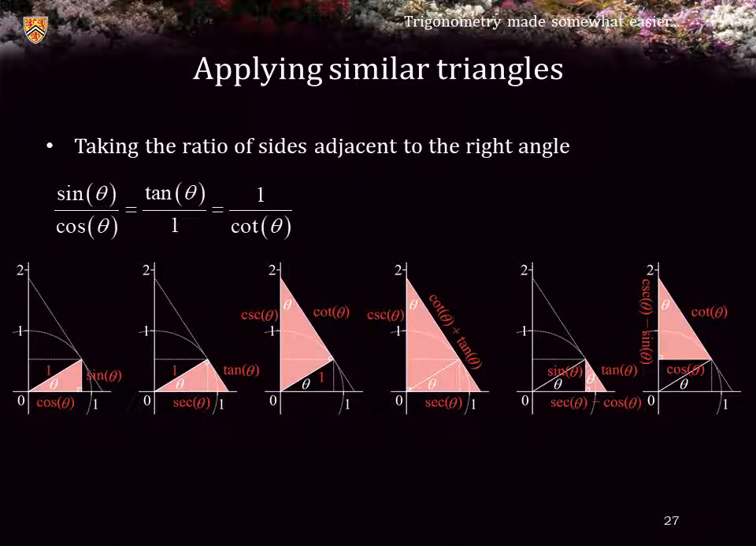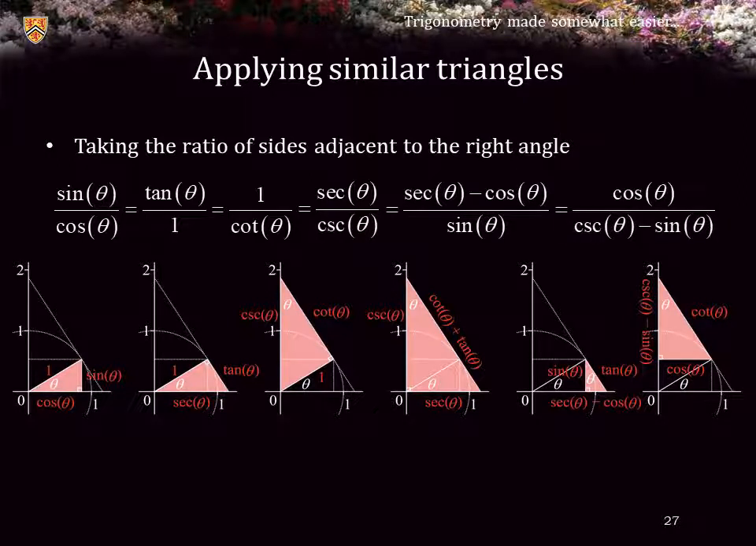And in each case, notice that at least for these 6 triangles, the numerator is always the shorter of the two lengths. In the fourth triangle, we have secant theta over cosecant theta. Here we have (sec theta minus cosine theta) all over sine theta. And finally, in the last image, we have cosine theta over (cosecant theta minus sine theta). So all of these ratios must be equal.